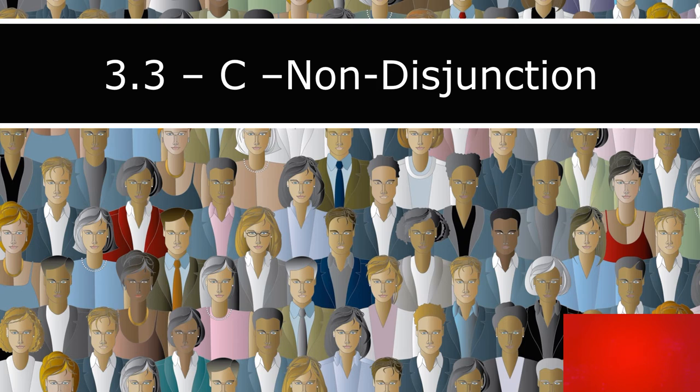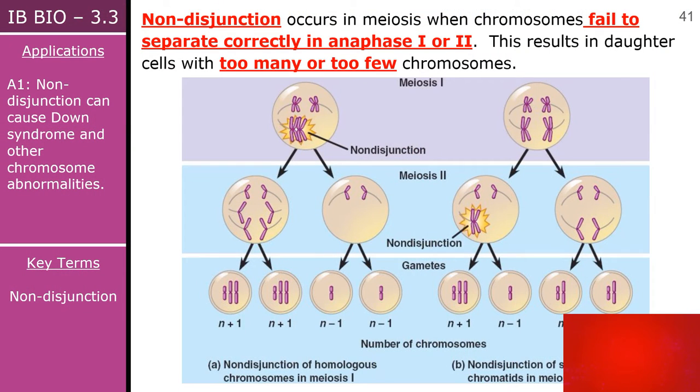So from there, we're going to move on to non-disjunction. We've already sort of touched on this topic a little bit last week. So non-disjunction occurs during meiosis, and all non-disjunction is a failure to separate these chromosomes correctly in either anaphase 1 or anaphase 2. It can happen either in the first division of meiosis or in the second.